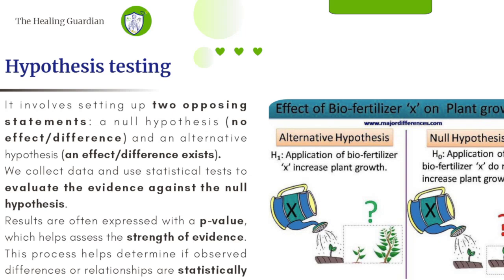Now we go to hypothesis testing. This involves setting up two opposing statements. There is the null hypothesis, which suggests that there is no difference, and the alternative hypothesis, which suggests that there is an effect or a difference exists. Of course, null means that it is not valid. Many times in biostatistics, we collect data and use statistical tests to evaluate the evidence against the null hypothesis.